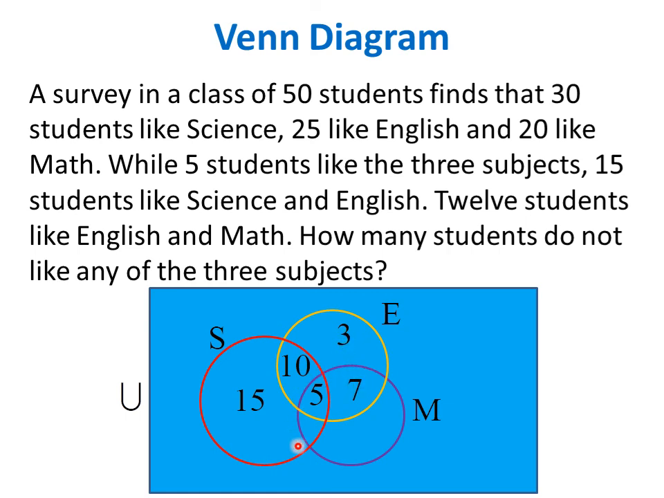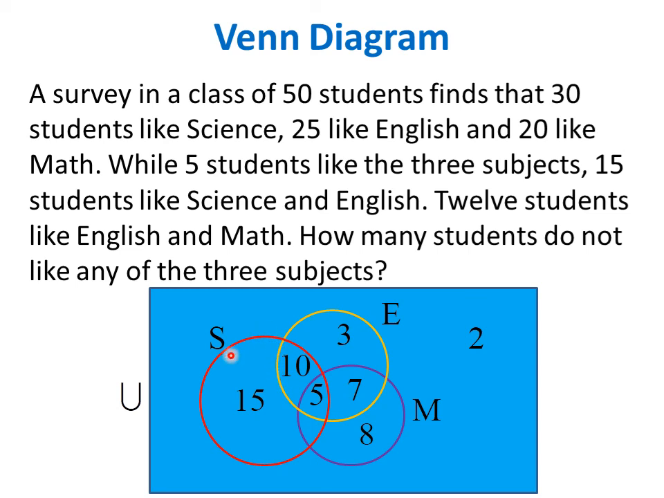Okay, next, how about the set M? We have here 20 students like math. But in the intersections, we already have 5 and 7, that's 12. So in the remaining portion of set M, we have to have 8 because 12 plus 8 is 20. Okay, so let's ignore the 2 for now.